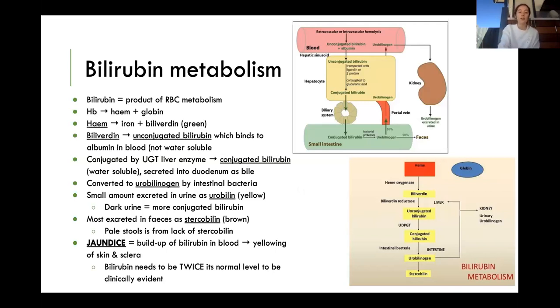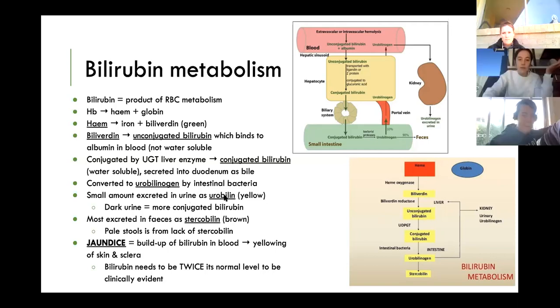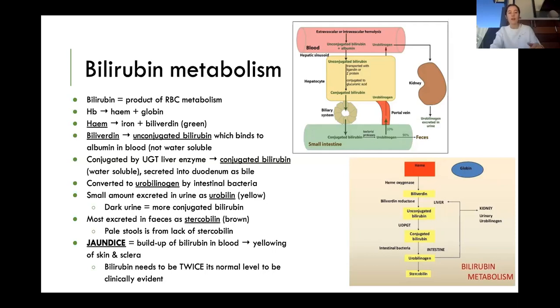And then this is converted to urobilinogen by your intestinal bacteria. And a little bit is secreted in the urine as urobilin, which makes it yellow. So if you've got dark urine, then you've got more conjugated bilirubin. But most of it is excreted in your feces, and it's converted to stercobilin, which is brown. So if you've got pale stools, then it's from a lack of stercobilin because there might be an obstruction which is stopping it from being broken down.